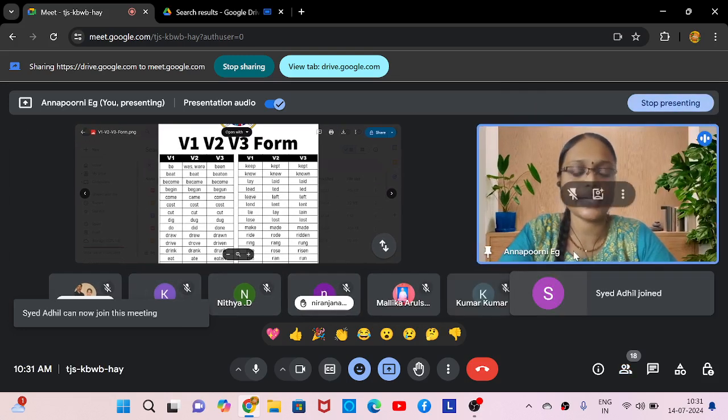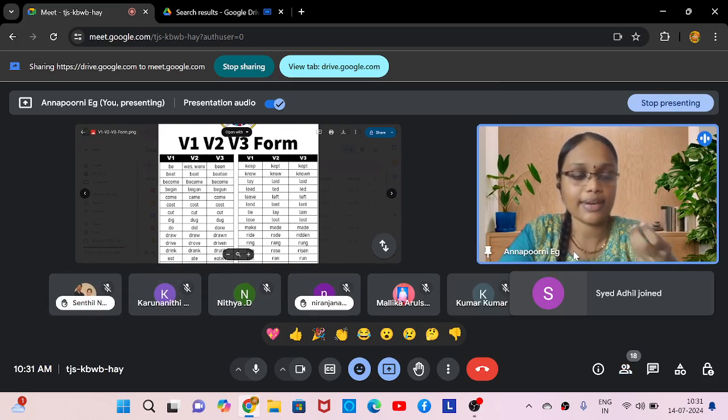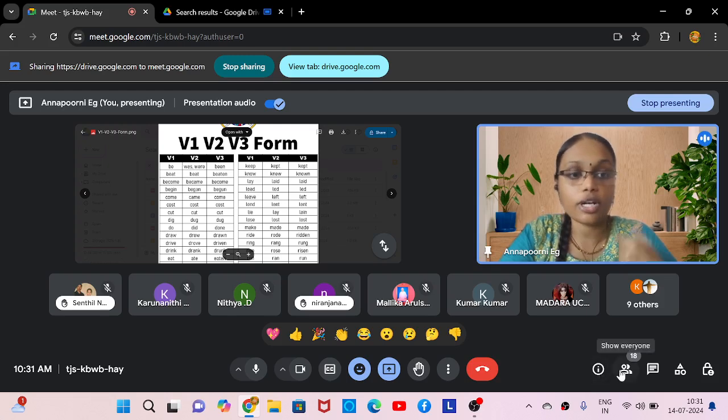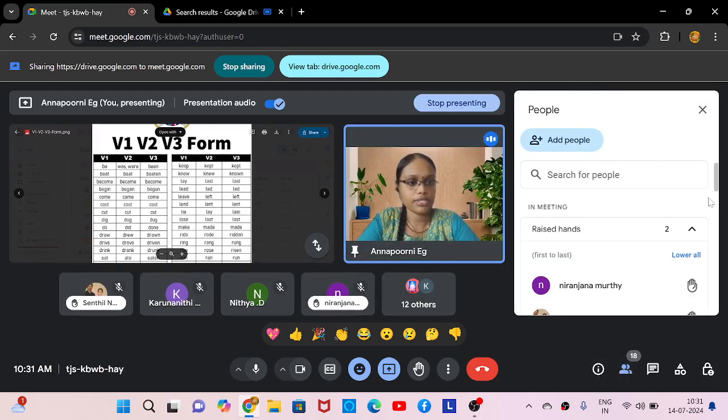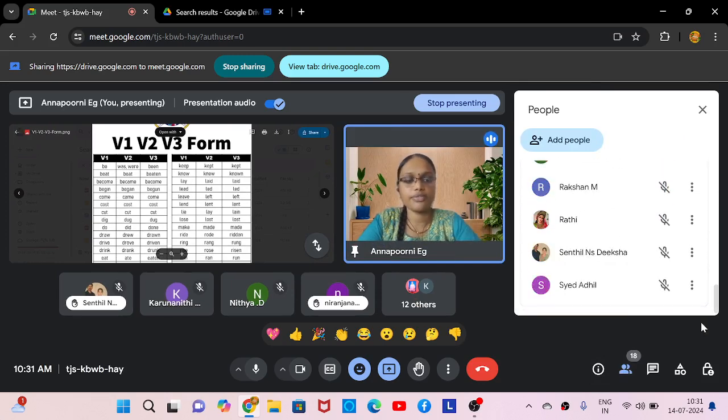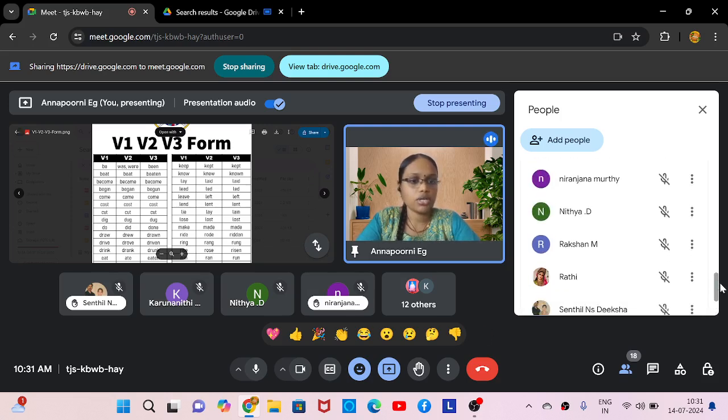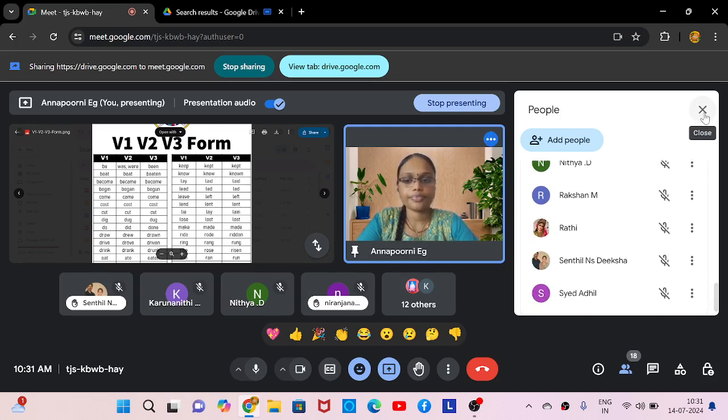Someone said, right? All the vegetables are cut into small pieces. Niranjana ma'am said, right? Like for preparing that mixed roti. So that is actually called chopping the vegetables. So chopping means cutting vegetables or fruits or something into small pieces. Okay, so now moving to Rakshan.